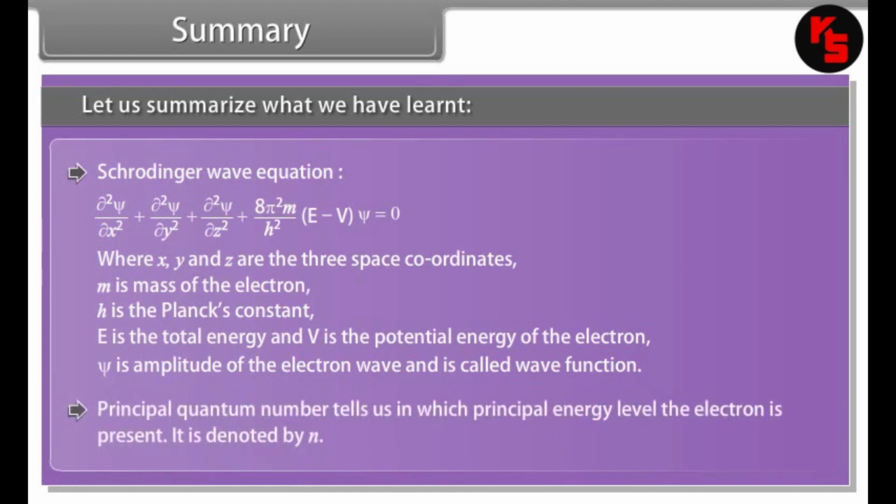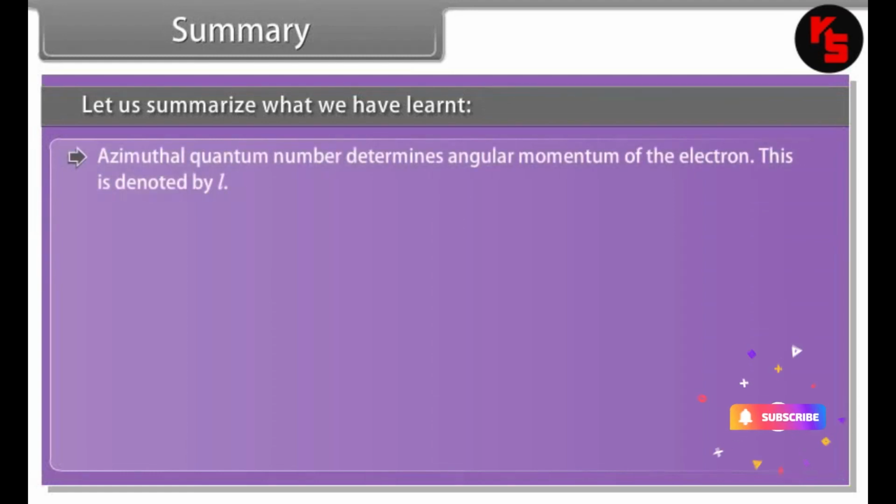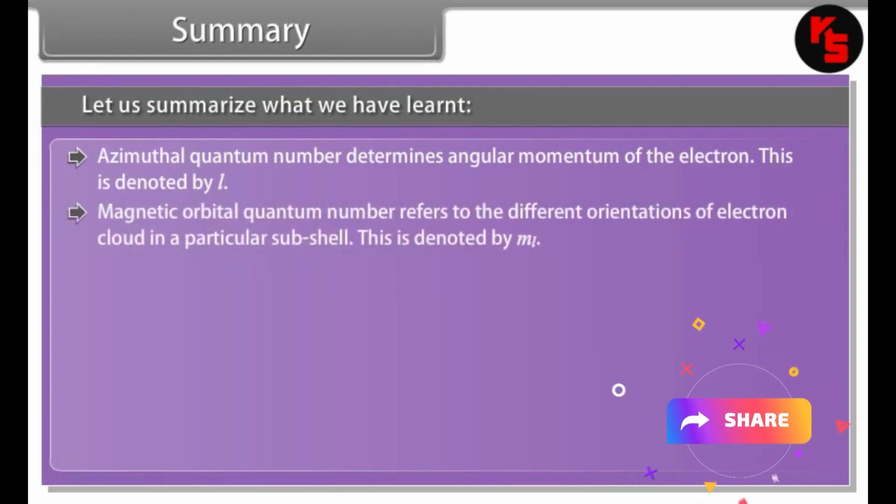Principal quantum number tells us in which principal energy level the electron is present. It is denoted by n. Azimuthal quantum number determines angular momentum of the electron. This is denoted by l. Magnetic orbital quantum number refers to the different orientations of electron cloud in a particular subshell. This is denoted by m_l.